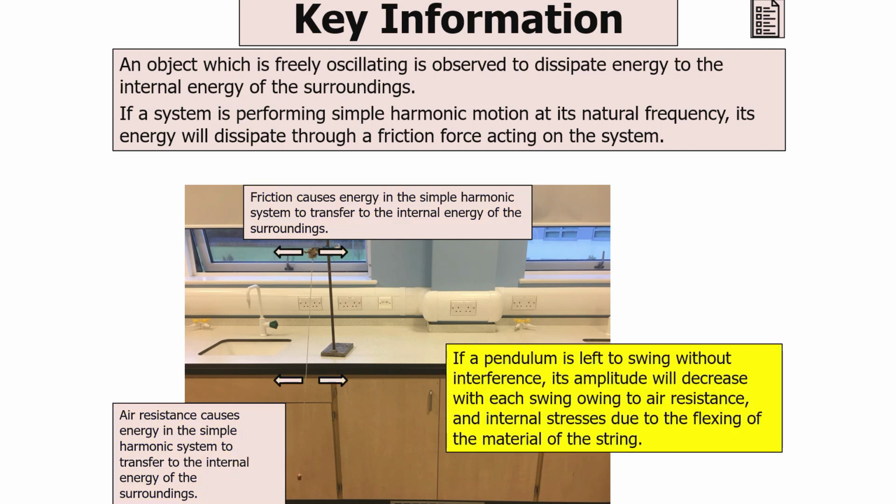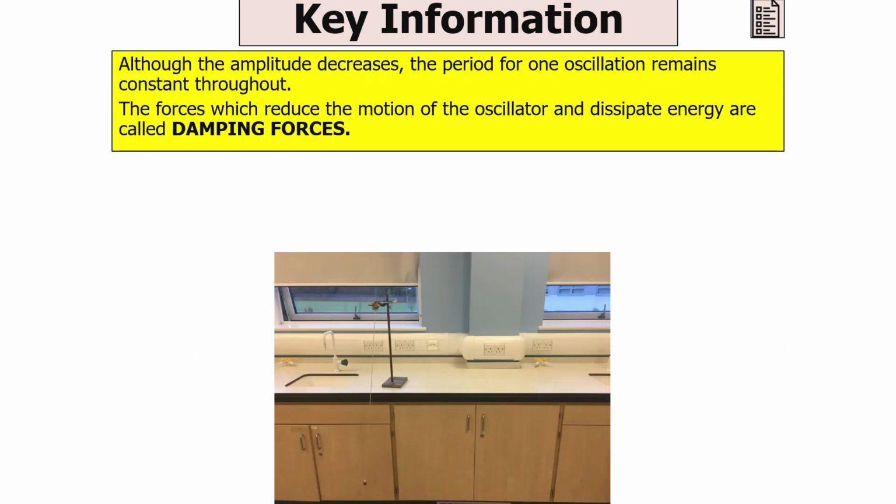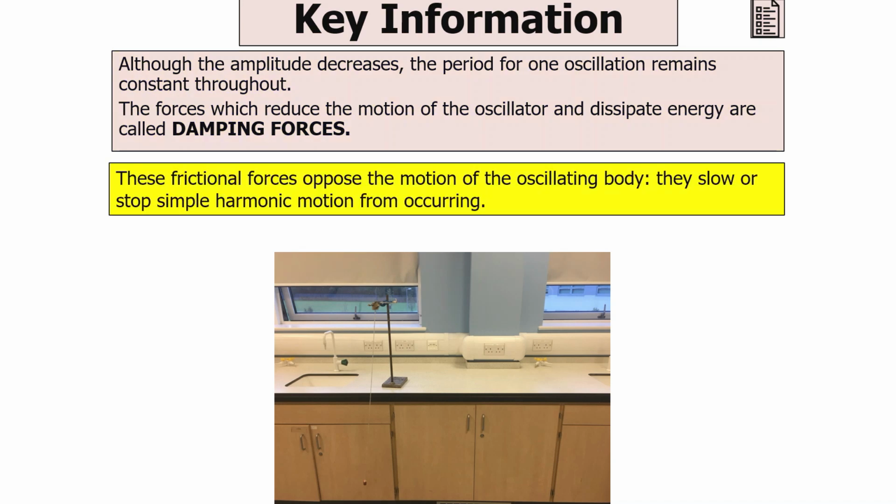If a pendulum is left to swing without interference, its amplitude will decrease with each swing owing to air resistance and internal stresses due to the flexing of the material of the string. Although the amplitude decreases, the period for one oscillation remains constant throughout. The forces which reduce the motion of the oscillator and dissipate energy are called dampening forces. These frictional forces oppose the motion of the oscillating body. They slow or simply stop simple harmonic motion from occurring.